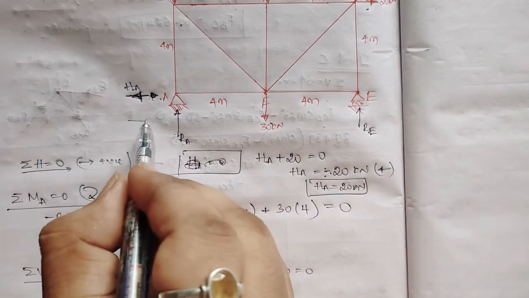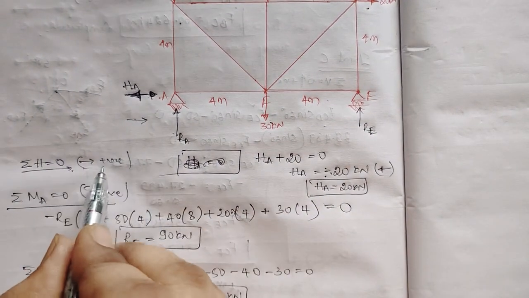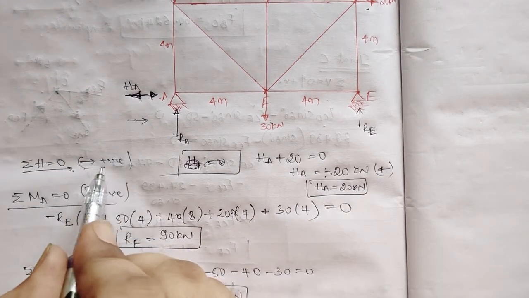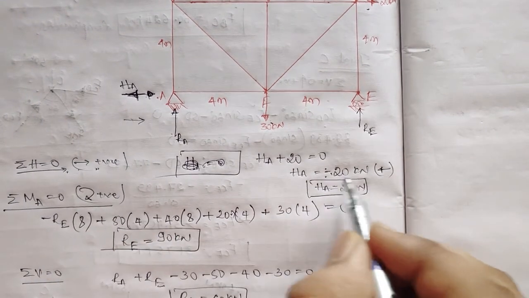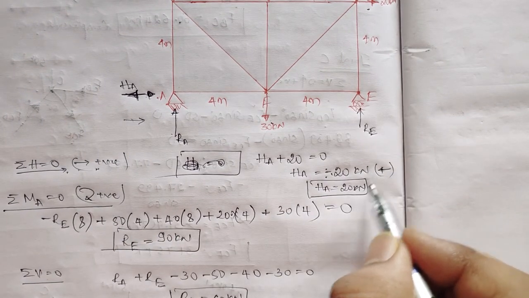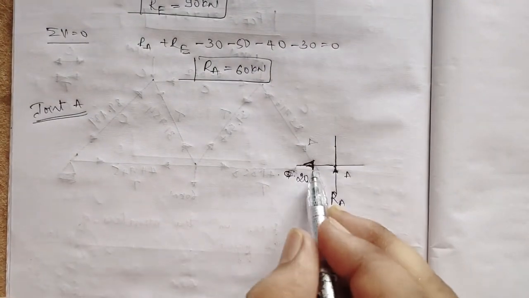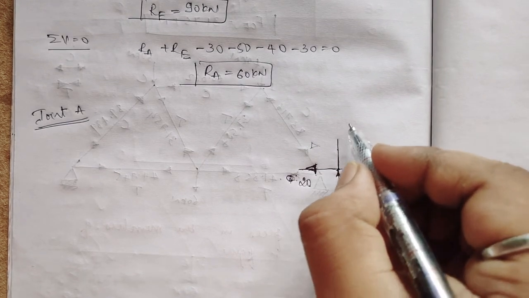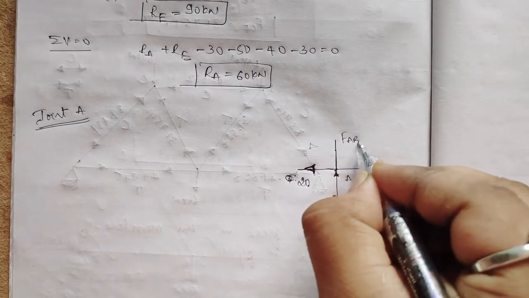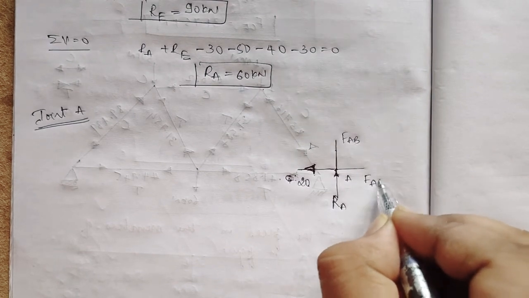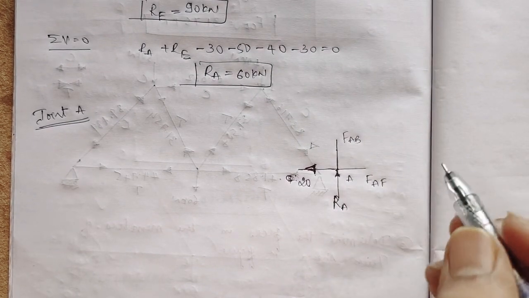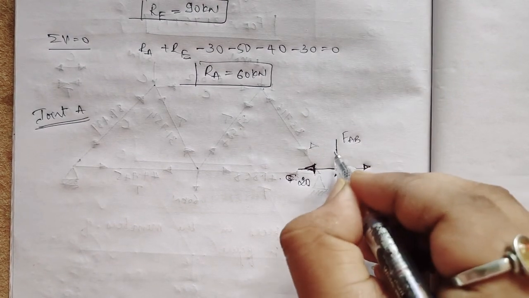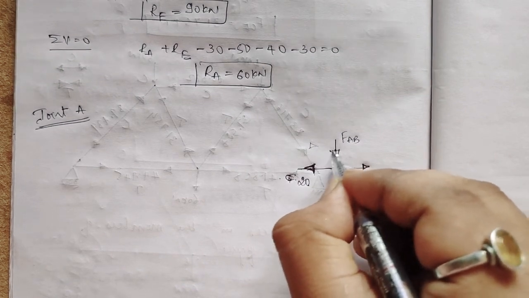When I assumed HA like this, with left to right as positive, I got a negative value, so HA will be in the reverse direction, so it is positive. So HA 20, RA, then what are the other forces coming? This is FAB and this is FAF. Okay, so I'll assume the forces now. Let this one be going away from A and this one be coming towards A.